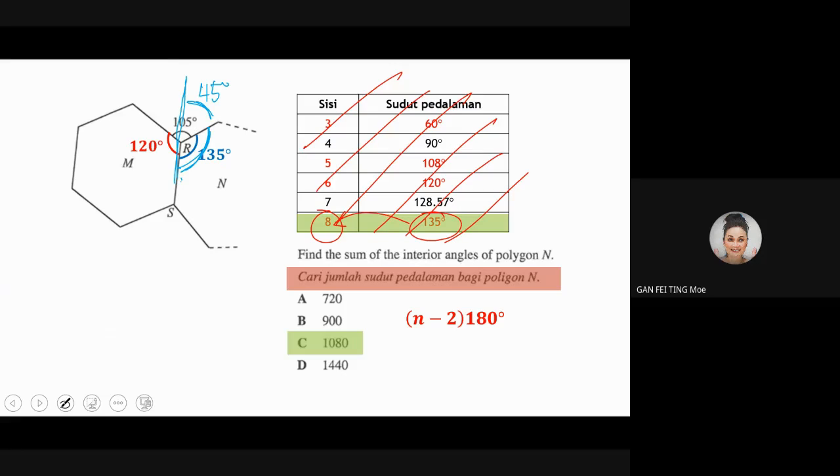So 45, what do I do? So I go for the exterior angle, which is 180 minus 135. I get it as 45. So 45, what do I do here? So remember, the total exterior angle for any polygon is 360.